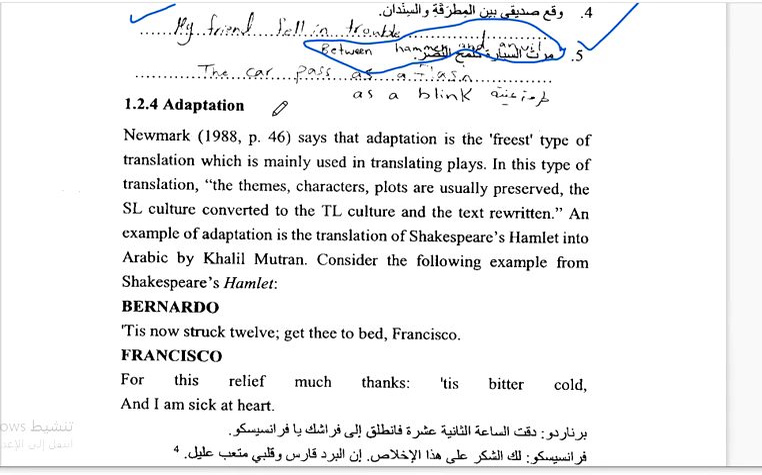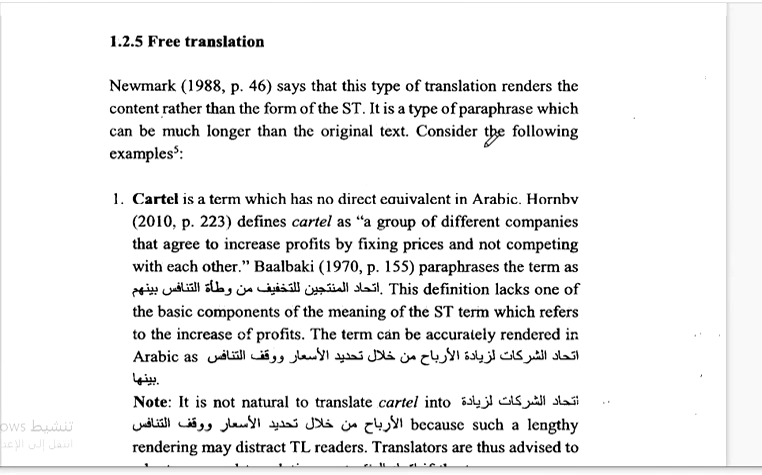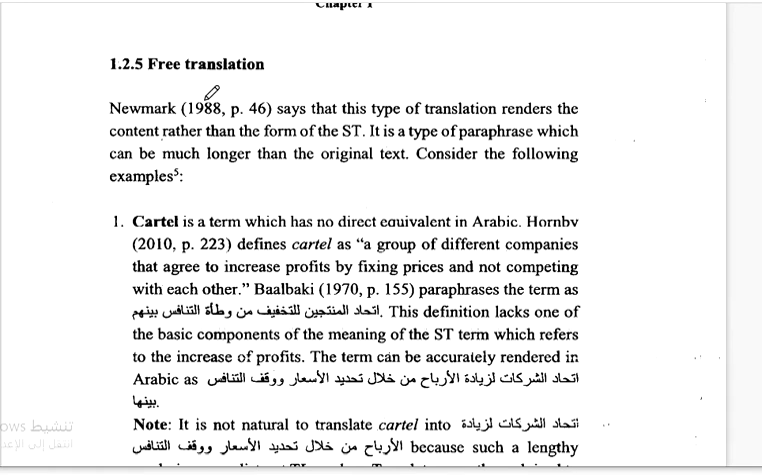The fourth strategy حكينا عنها الادابتيشن. حكينا ان هي باغلب الاوقات بتكون في البلايز في المسرحيات، وبيكون امام المترجم he has some kind of flexibility, we can sometimes call it the freest type of translation. Also we talked about free translation, and we said that in this type of translation it renders content المحتوى rather than the form.